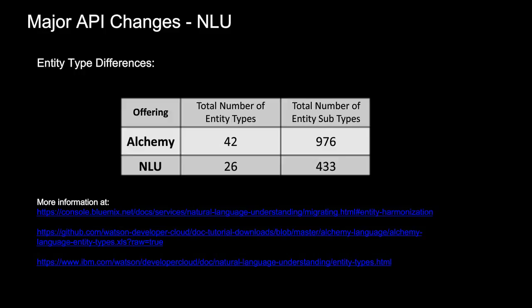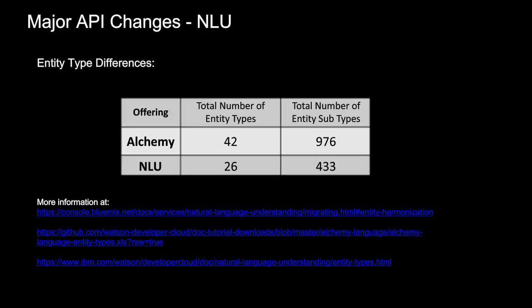So entity types have changed in NLU. We have reduced the number of type systems that were supported in Alchemy from 42 to 26 in NLU. And the subtypes have also been reduced from 976 to 433. And the reason for that was really, we looked at all the type systems that were supported in Alchemy. We tried to find specific customer use cases for all of them, and a lot of them were falling under the bucket of not really useful from a customer point of view. We collected some data from customers, and some of these were really not being used.